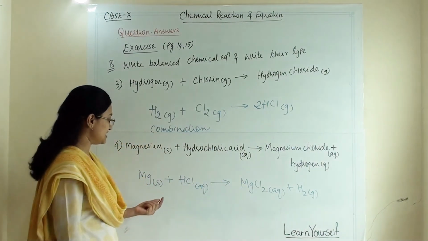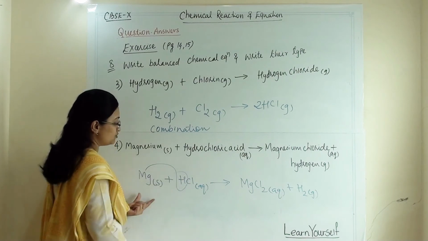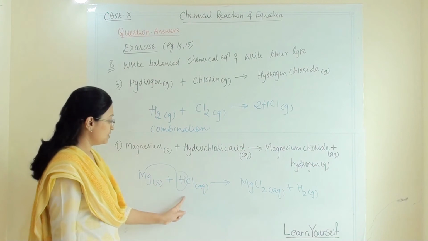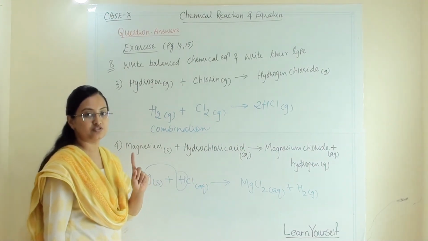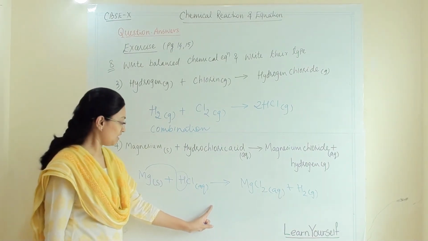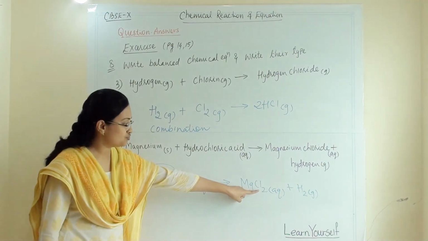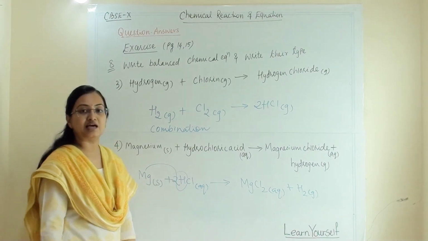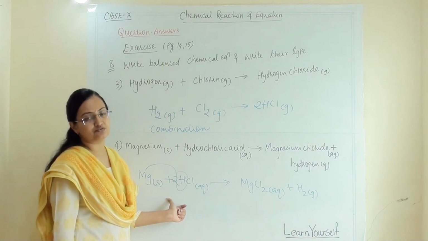So if you will see here, this magnesium has replaced hydrogen from hydrochloric acid. So displacement is happening and it is one displacement. So this is a displacement reaction. And now coming to the balancing of the equation, 2 chlorine, 2 hydrogen. So by simply adding 2 here, we can balance the equation. And the type of equation is displacement reaction.